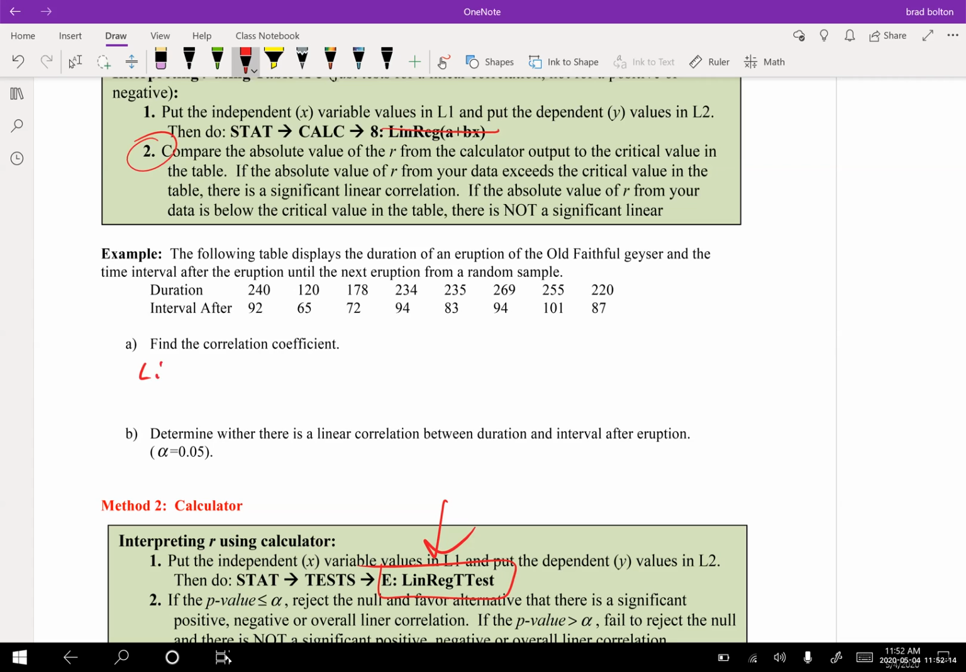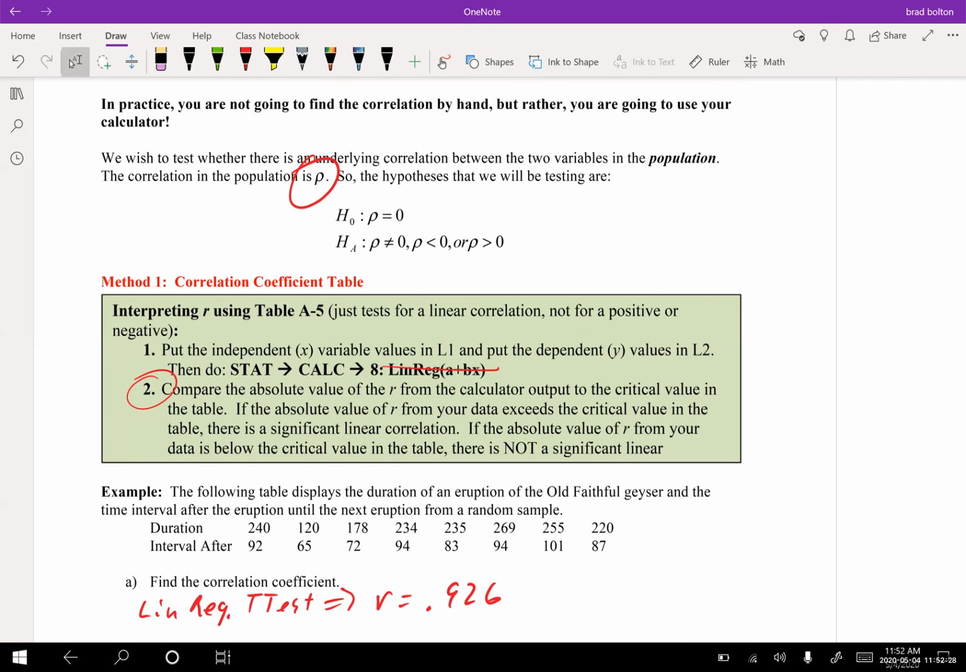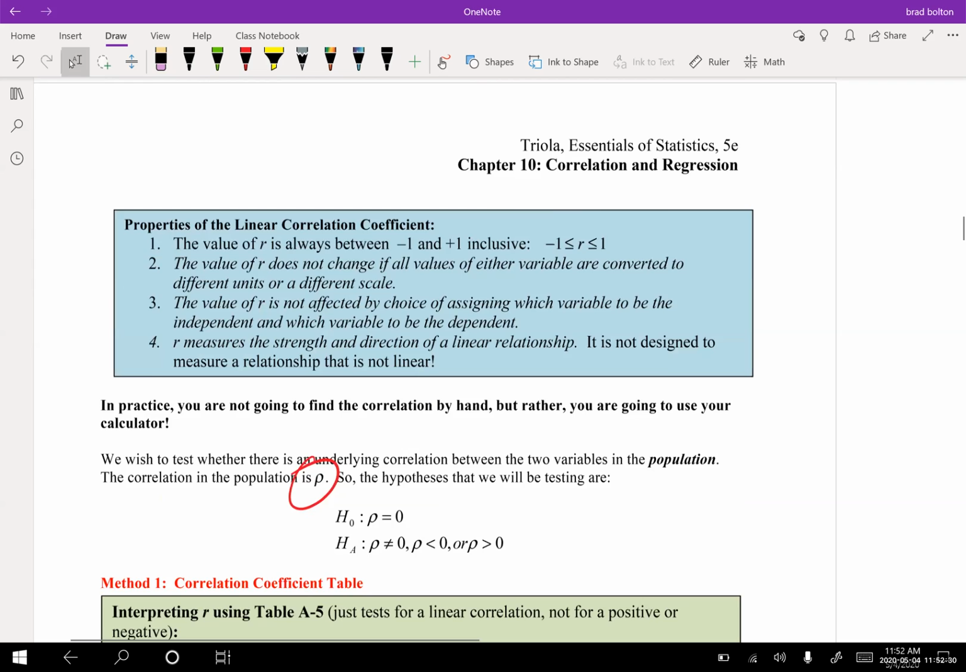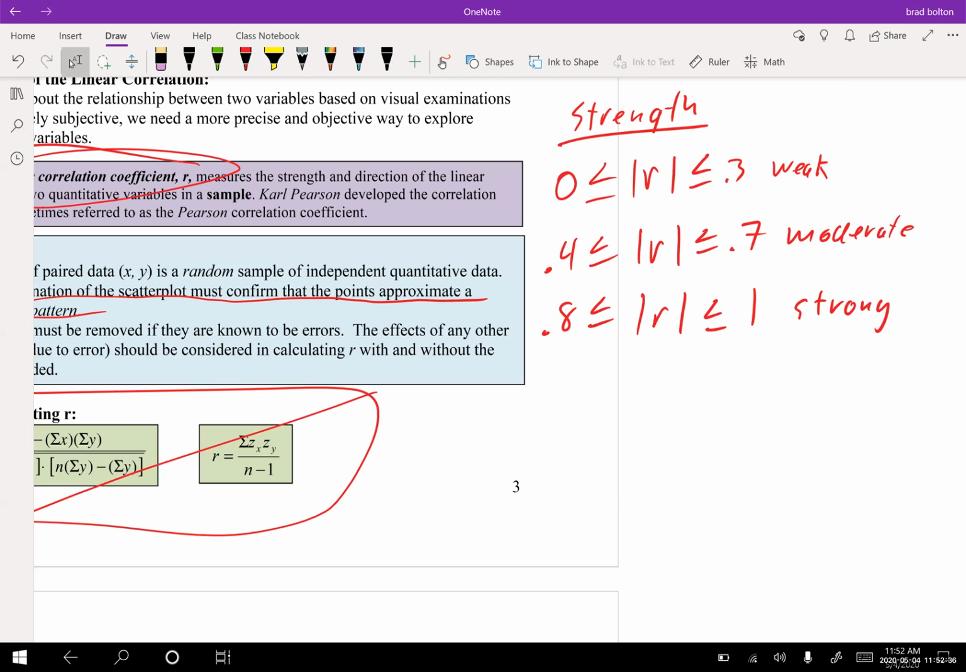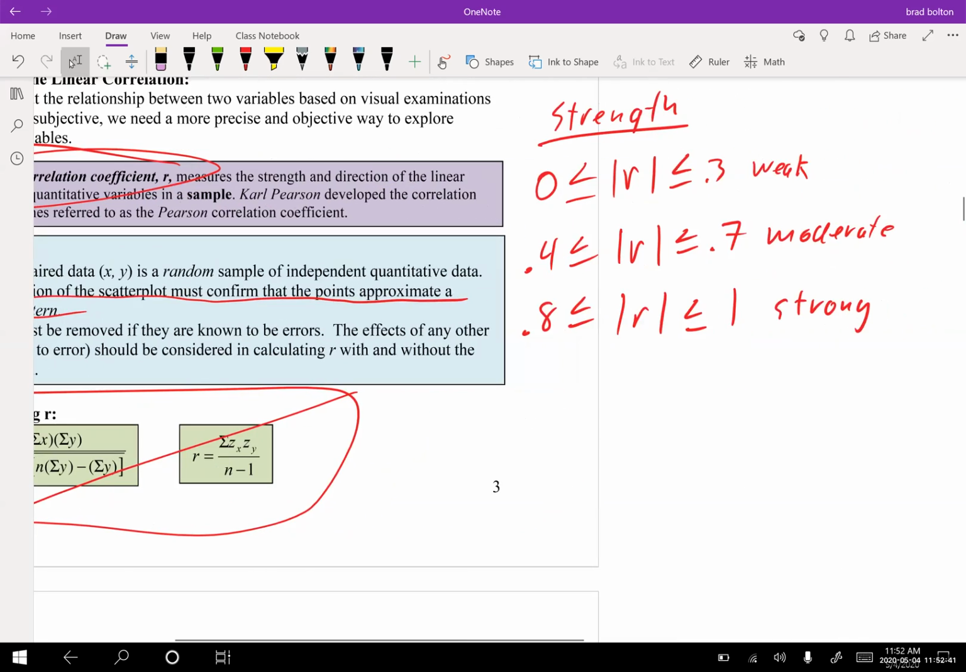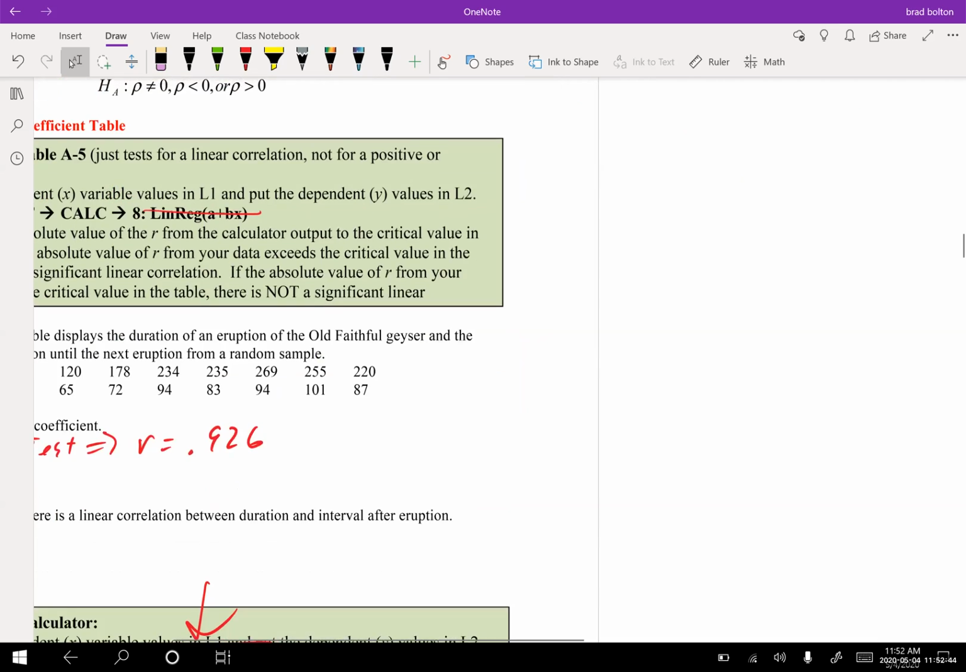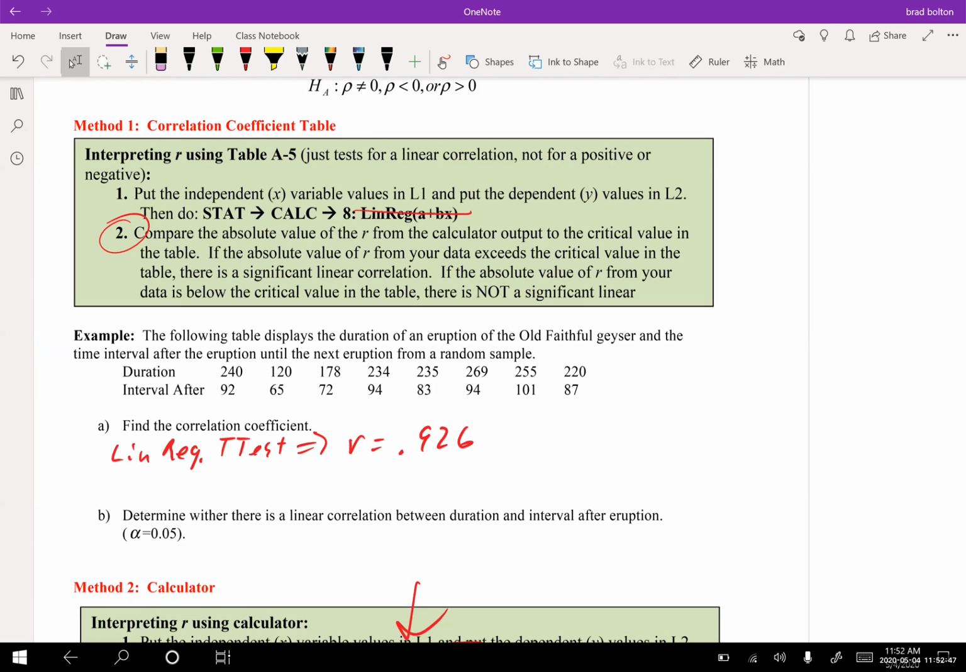So we did the linear regression t-test, and that gave us R equals 0.926. Now if we use our little guidelines, that tells me that this is a strong linear relationship, okay? So technically, I have a feeling this is a strong linear relationship, but I'm going to use the correlation with a significance level of 0.05.